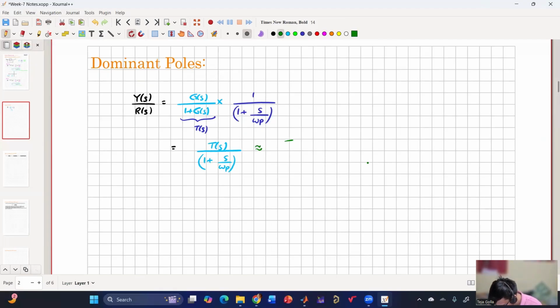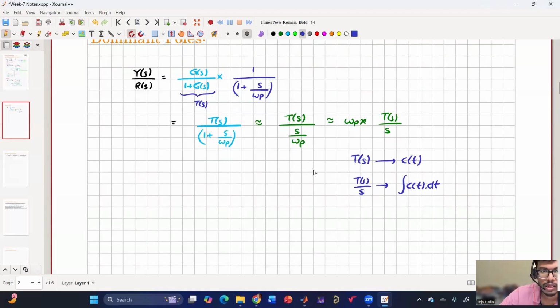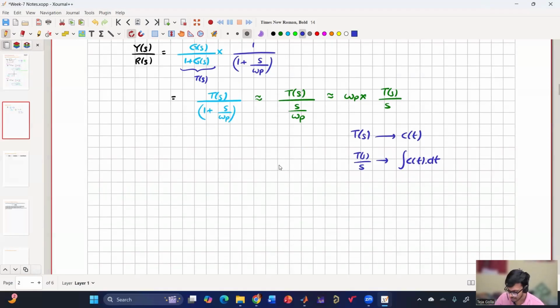Say s by omega p is more, so it is t of s by omega p. So it is nothing but omega p into t of s by s. If I have the time domain of t of s as, say, c of t, then we know that t of s by s is nothing but integral of c of t dt, which we have learned from the Laplace domain. So basically, in the case of 0, it is having a derivative effect, whereas in the case of pole, it is having an integral effect. So now the time domain will have an integral effect.